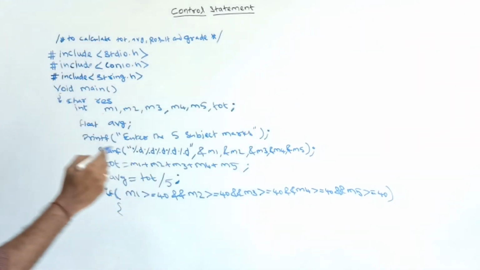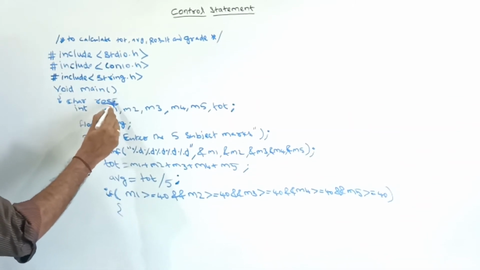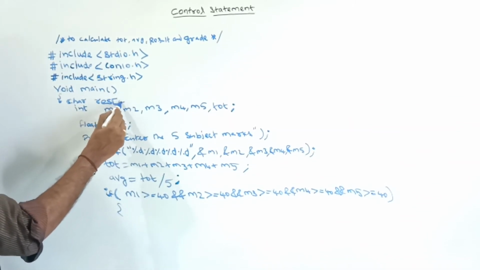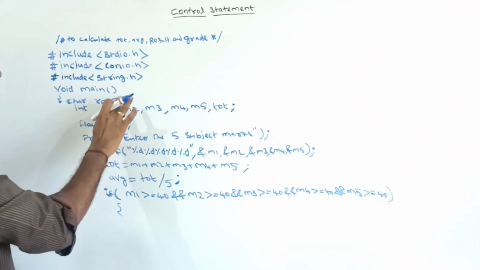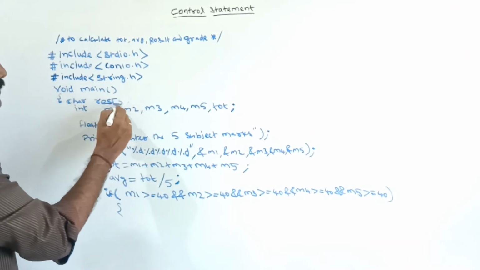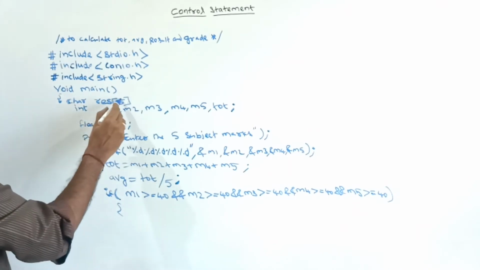So here I am declaring the res variable as an array. Maximum letters that can be stored here is 4, or otherwise we can declare it as 5 also. Approximate value, here I am giving 5.